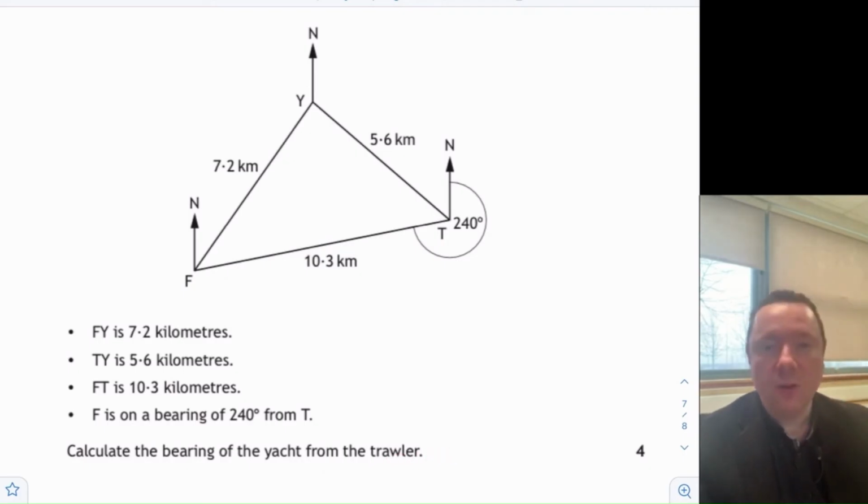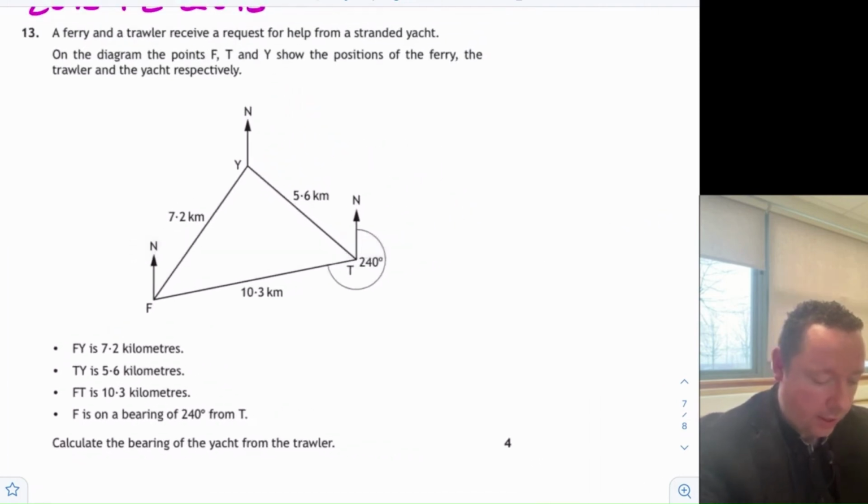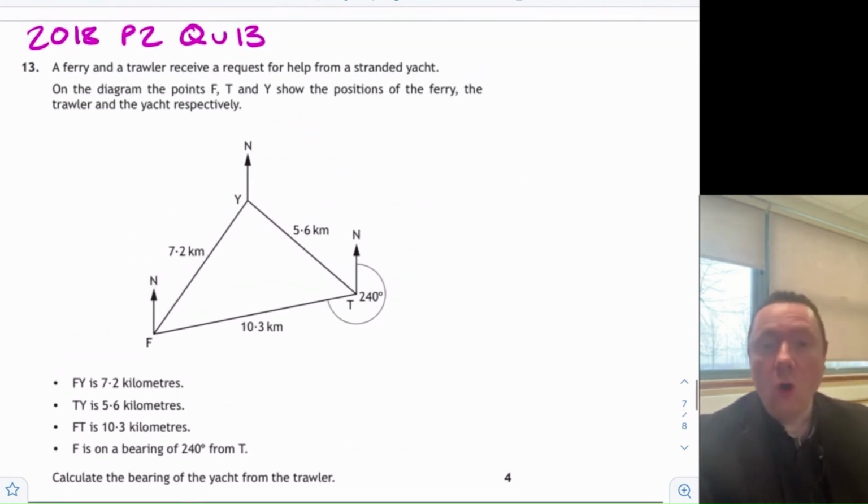A little bit of a different question this. It's asking us to calculate a bearing this time, not an angle. So the bearing of the yacht from the trawler. So that means it's asking us really, starting at the trawler, go north, turn all the way around, past here, up to here, so I'm facing the yacht. That's what it's asking me to calculate. Don't worry too much if you're not quite sure what it's asking you to calculate, just start off in the same way.